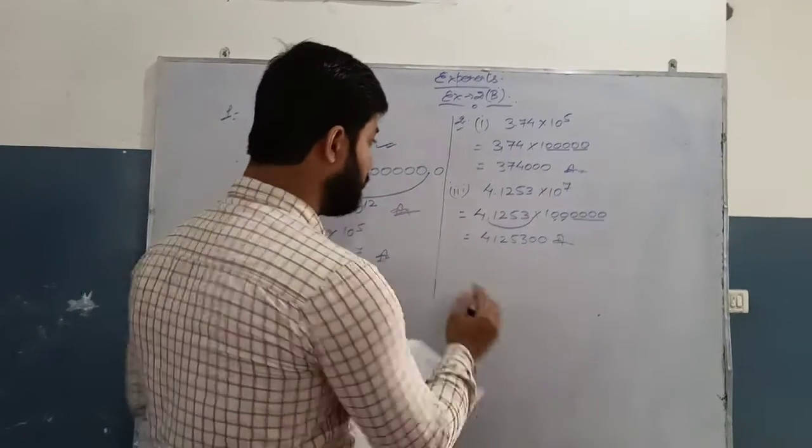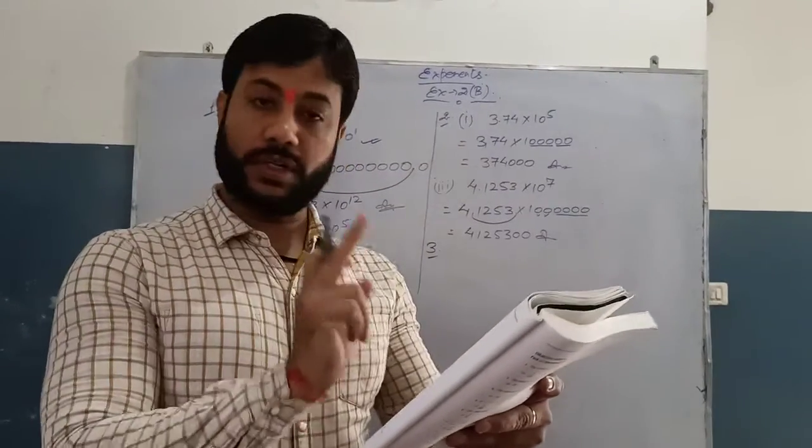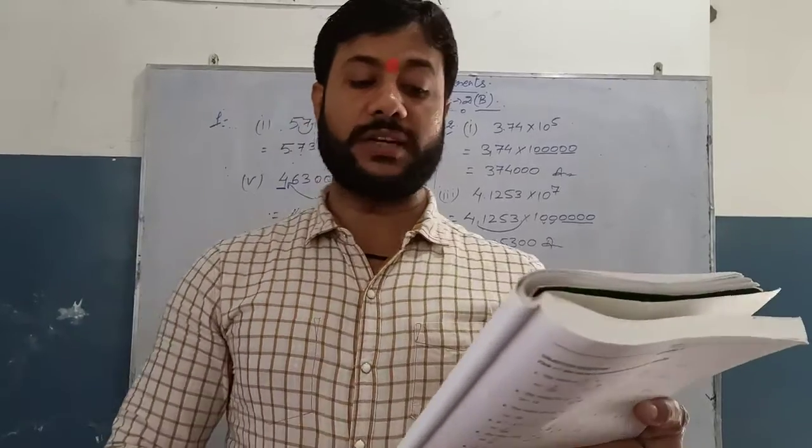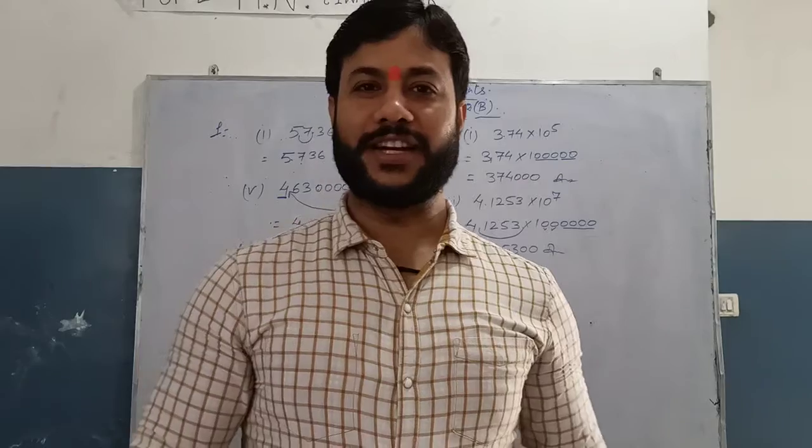Now we move to question number 3. Question number 3 says, the first question of question number 3, the height of Mount Everest is 8848 meters. Write it in standard form.